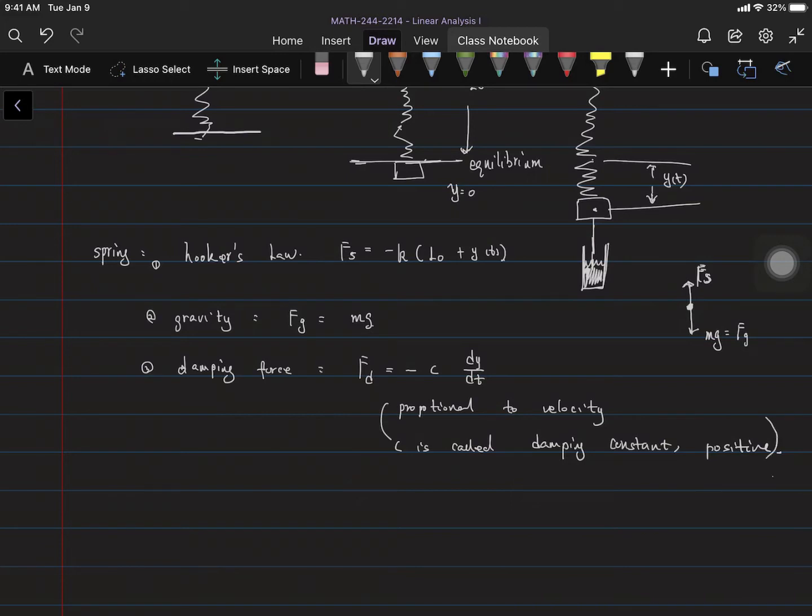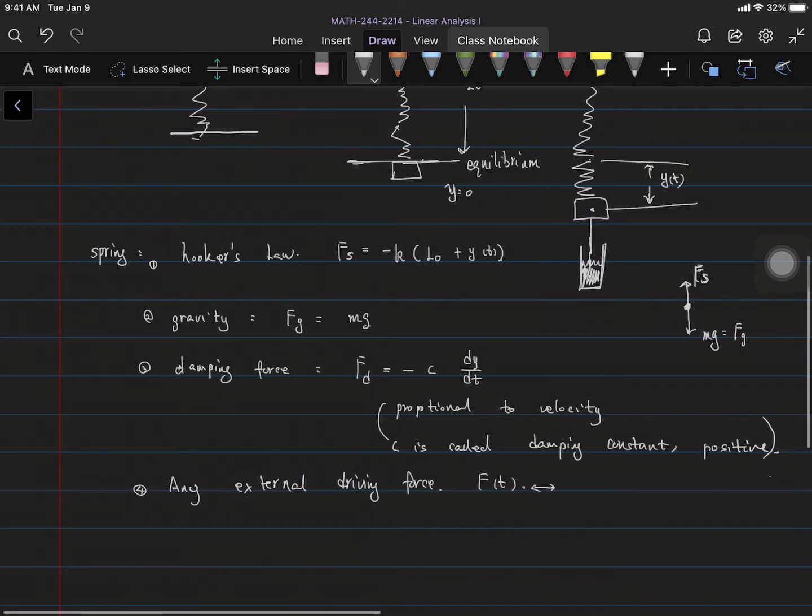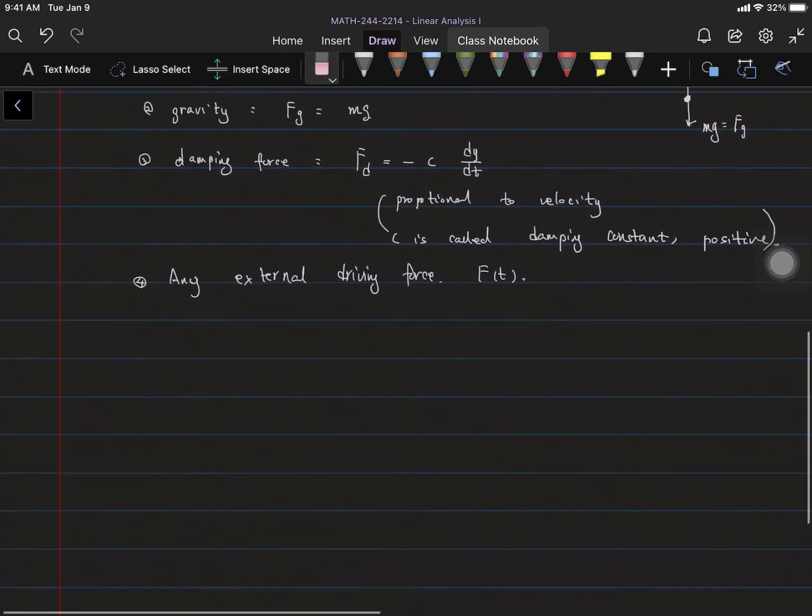And if we add any external driving force, we say F(t). This is just a general model, but for our class, we will do a simple model, so we don't have extra force. Don't worry too much, but I just want to give you the general case.